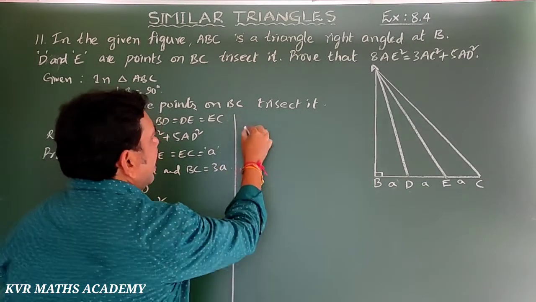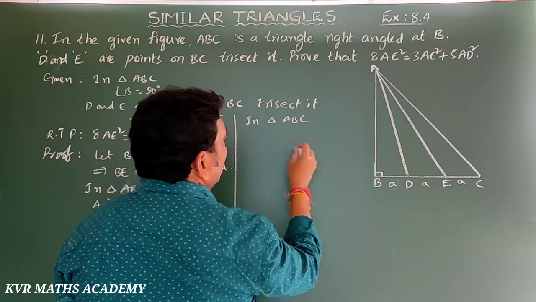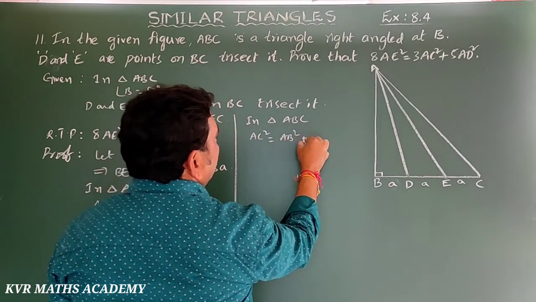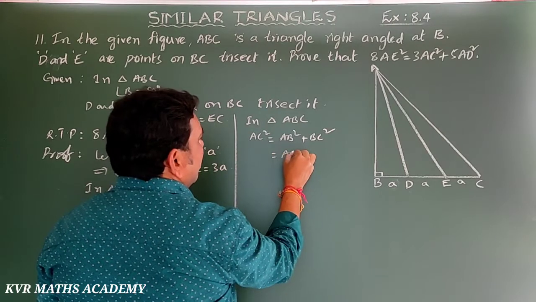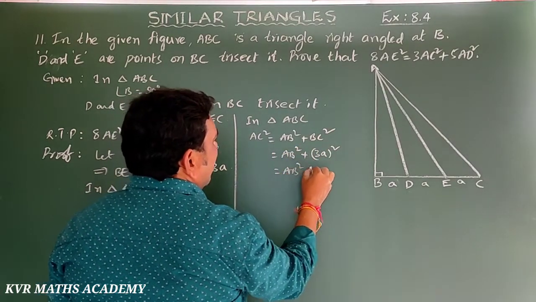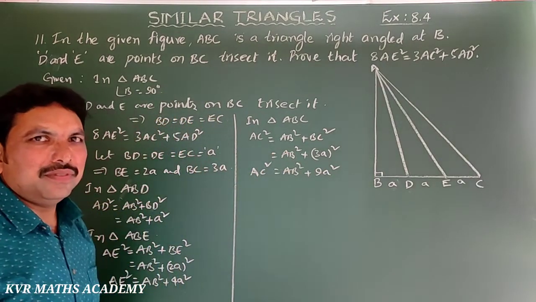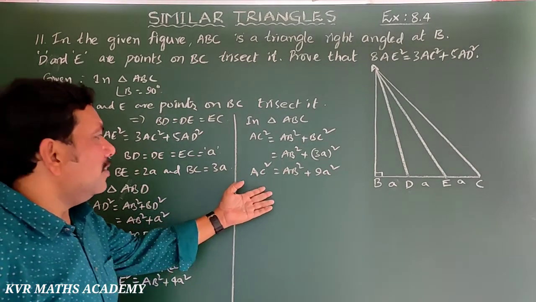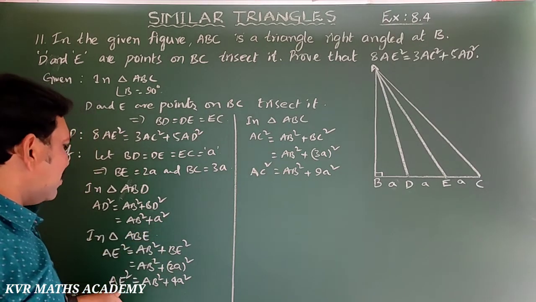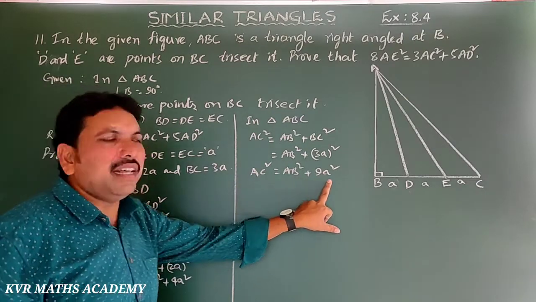Yes. In the same way, in triangle ABC, by Pythagoras principle, AC square is equal to AB square plus BC square. Here BC means 3a, so 3a whole square, that is AB square plus 9a square. So here AD square is equal to AB square plus a square, AE square is equal to AB square plus 4a square, and AC square is equal to AB square plus 9a square.